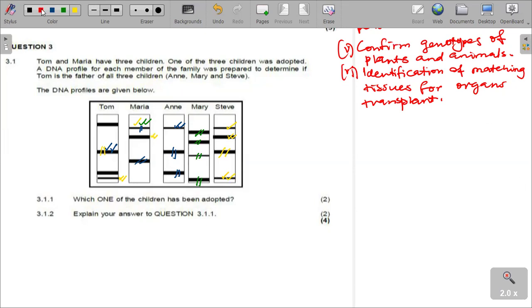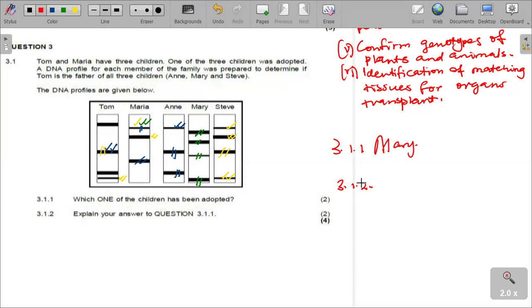So the adopted child here, we can say, 3.1.1, Mary shows to be an adopted child. Mary shows to be adopted. Which one has been adopted? Mary can be the adopted child. And then 3.1.2, Mary can be an adopted child. And then explain your answer there.